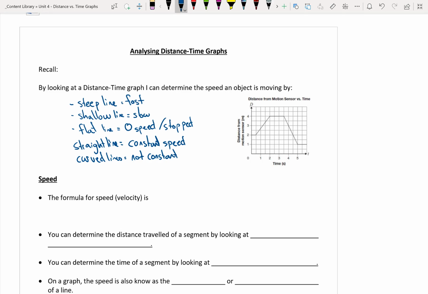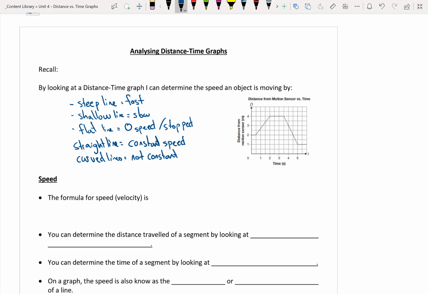Now, what we're going to look at today is specifically speed. When we talk about speed, we don't just refer to it as fast, slow, stopped. Usually there are units involved that give us an actual description of how fast we're going. If you think of a car, the speedometer does not just say stopped, slow, fast. It gives us an actual speed, like kilometers per hour. So that's what we're going to be looking at today.